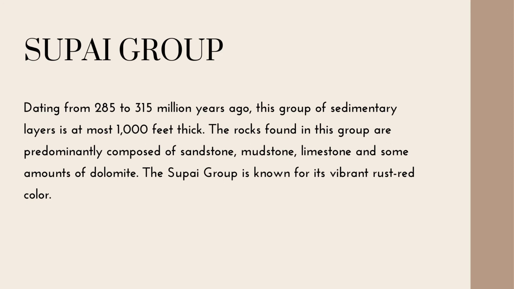The Supai Group. Dating from 285 to 315 million years ago, the Supai Group is a series of sedimentary rock layers at most 1,000 feet thick. These rocks are predominantly composed of sandstone, mudstone, limestone, and some amounts of dolomite. The Supai Group is known for its vibrant rust-red coloring.